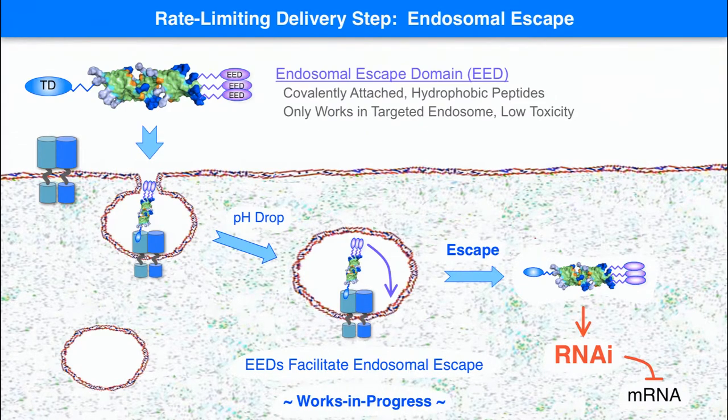So what happens is the targeting domain binds a receptor that stimulates endocytosis. The pH drops from 7 to about 5. And then these endosomal escape domains are exposed. They insert into the membrane, and they facilitate escape. And the beauty of RNAi is that this gets clipped by the thioesterase into an siRNA that I didn't draw here, and induces an RNAi response.